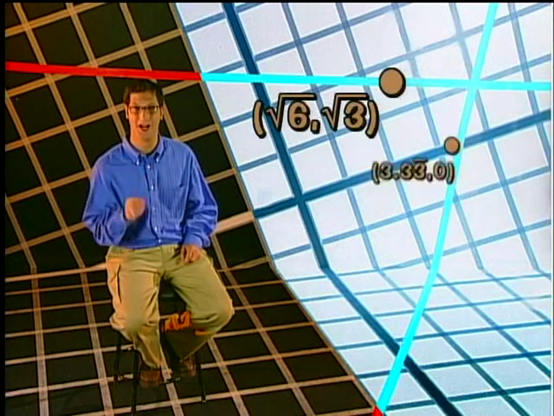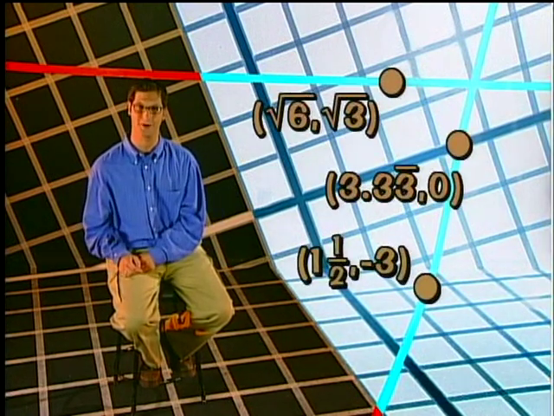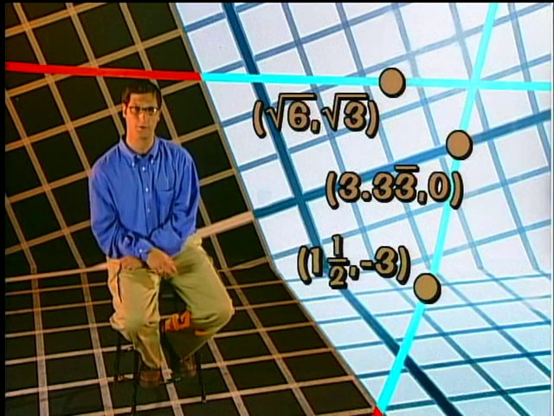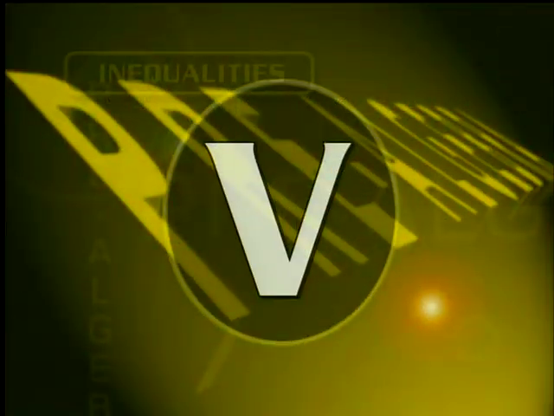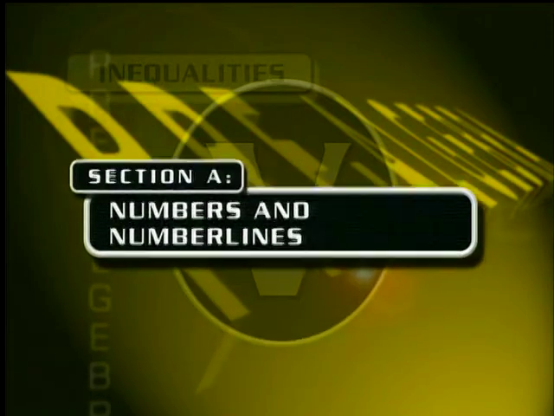look at some different kinds of numbers and how they fit on a number line. This will set us up for our work with inequalities. Section A, Numbers and Number Lines. If you remember back to the beginning of the program, we talked about integers like 0, 1, 2, and 3, and negative 1, 2, and 3. And we've also talked about fractions. All these numbers are called rational numbers.